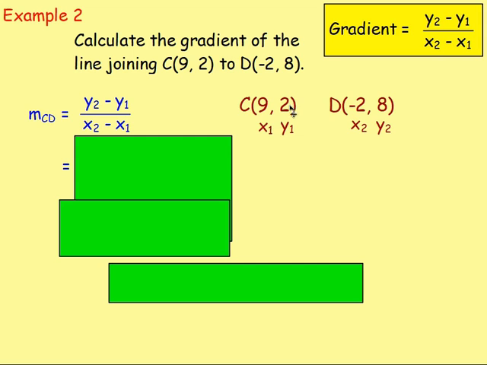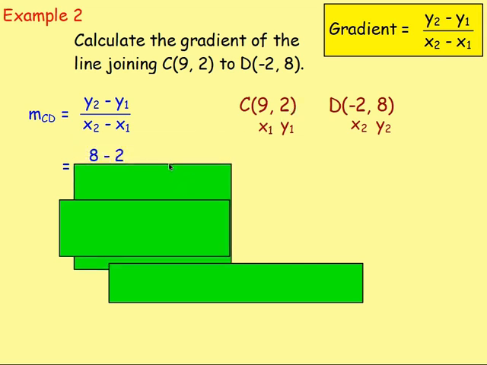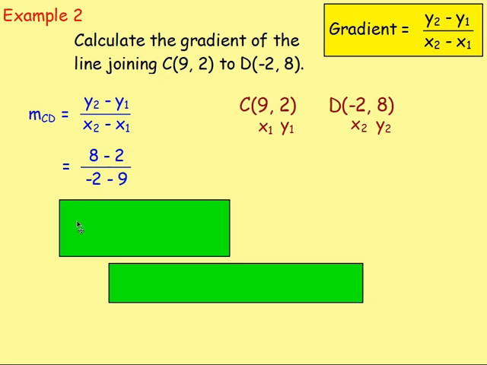So start subbing in the values. Y2 is 8, Y1 is 2, so we would have 8 take away 2, and that would be over negative 2 take away 9 with X2 take away X1. Start to work that out. 8 take away 2 is obviously 6. Negative 2 take away 9. Well, imagine it in terms of temperature. If the temperature was negative 2 degrees and it dropped down another 9 degrees, it would be freezing. But it'd be negative 11. So we would have 6 over negative 11.